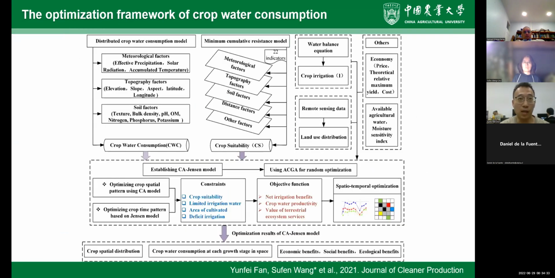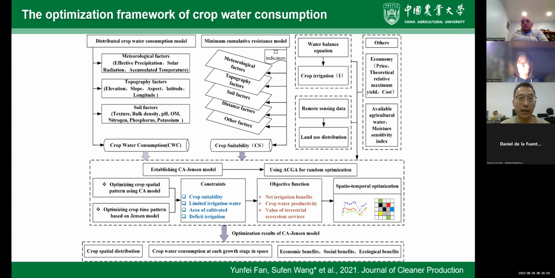Based on the above problems, we established such a research framework. We established a distributed crop water consumption model using meteorological, topographic, soil, and other data. And we selected 22 indicators to analyze crop suitability. Planting structures were extracted using remote sensing data.